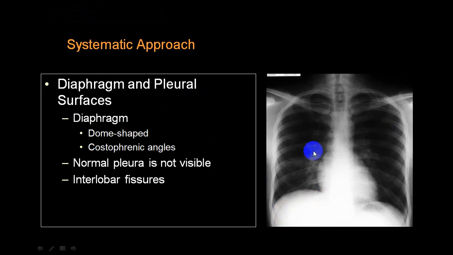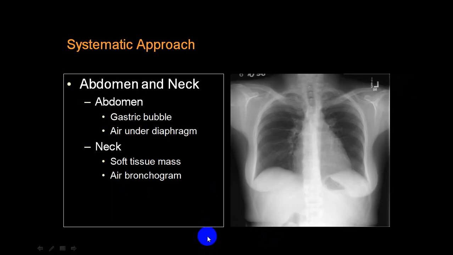This is the diaphragm and this will be the pleural surface, and this will be the angle where the two layers of pleura will be there. So dome of diaphragm, costophrenic angle, cardiophrenic angle and pleural space. And you will also be able to see sometimes the interlobar fissures if there is any abnormality in that.